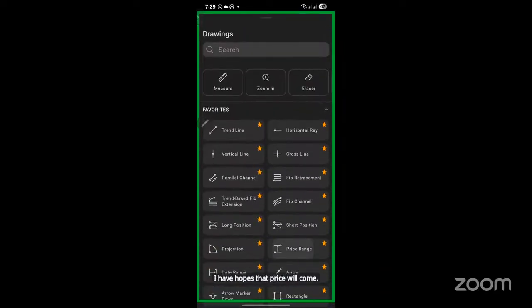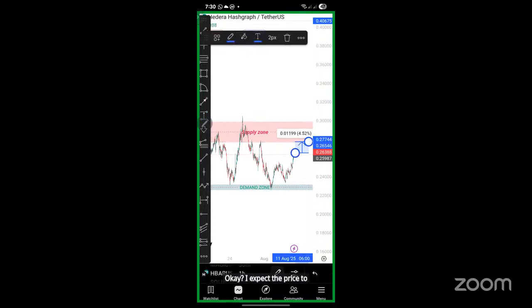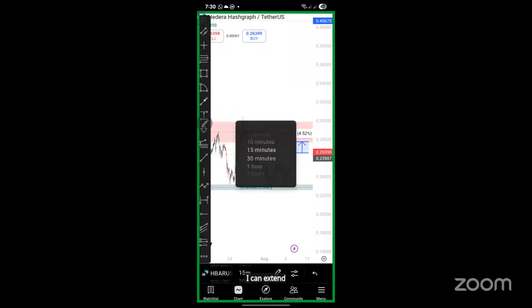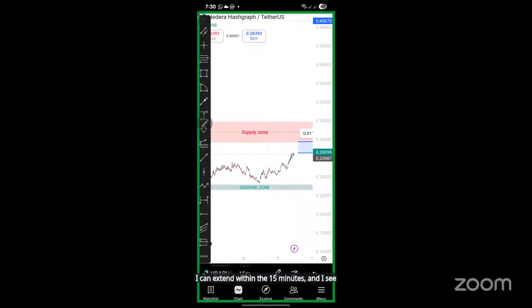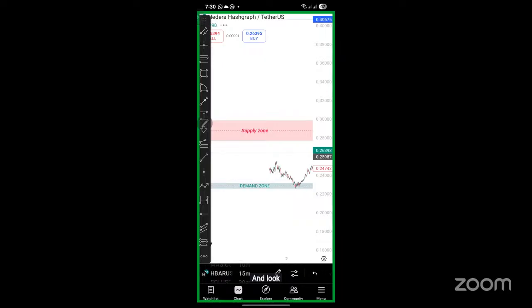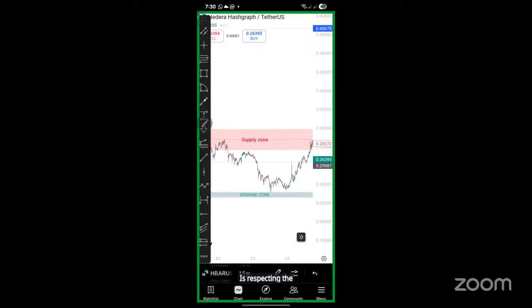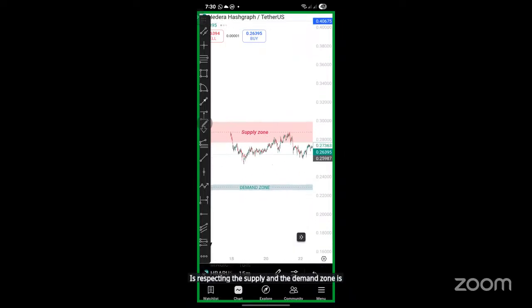I have hopes that price will come from where it is and tap into my supply zone. I expect the price to tap into the supply zone on the 4 hour chart, and this is 1 hour. Okay, I can extend within the 15 minutes and see what is happening to price. You can see that even the 15 minutes is respecting the supply and the demand zones, making them even stronger.